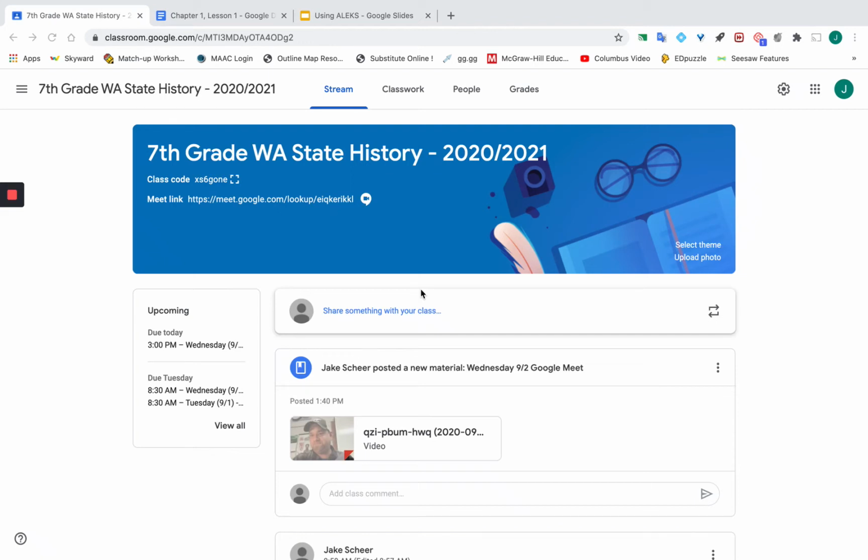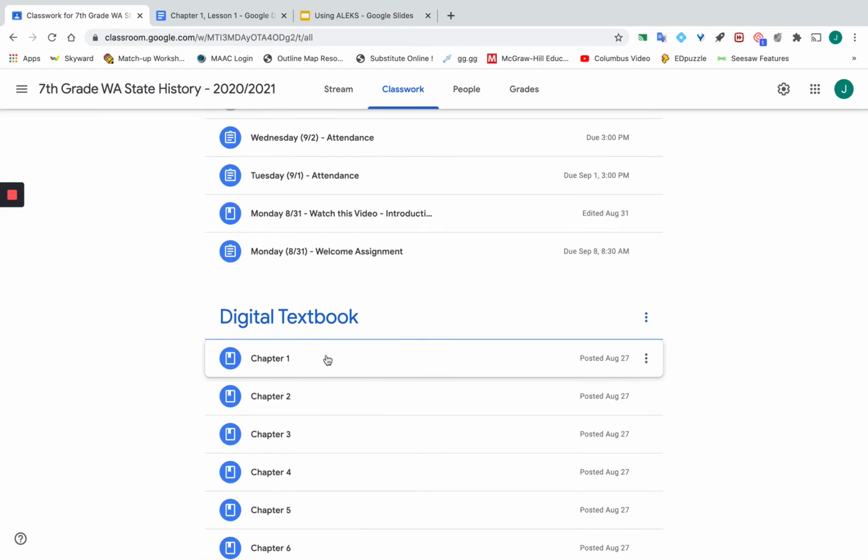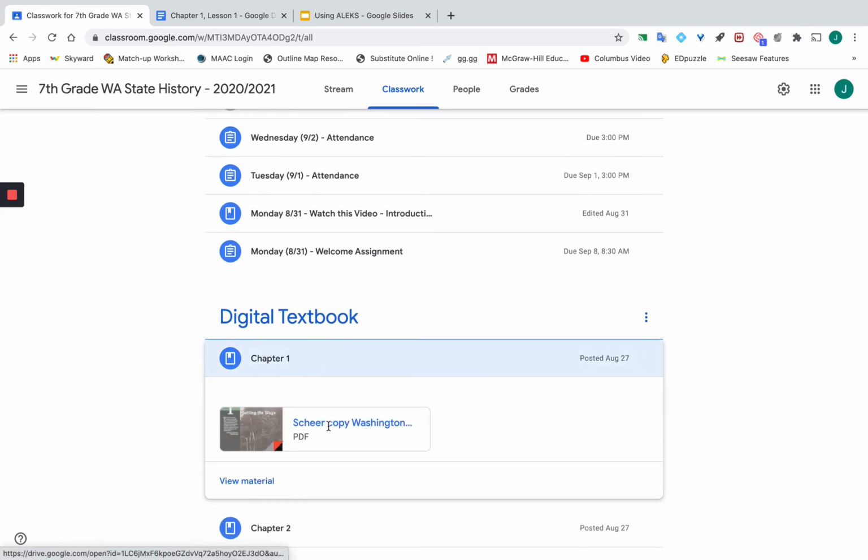Okay, seventh graders, today you're going to get your actual first assignment, and it's a book assignment. So I'm going to remind you how to get in your book, but we're going to start with Chapter 1, Lesson 1. Click on Classwork, scroll down to the digital textbook, and click on Chapter 1, open up the PDF.